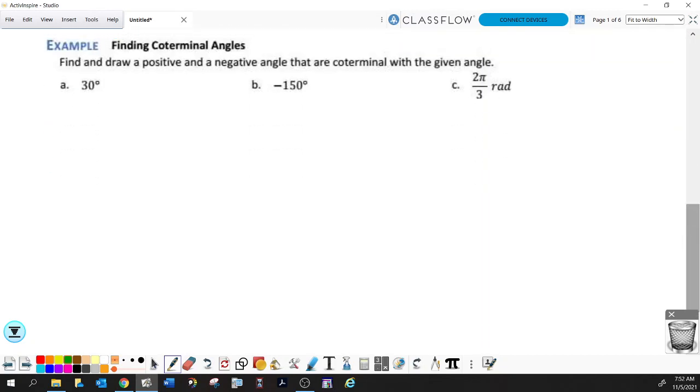So for these examples, we've been asked to find and draw positive and negative angles that are coterminal with the one that we were given. So positive and negative. Well, positive is easy. You just add 360 degrees to something.